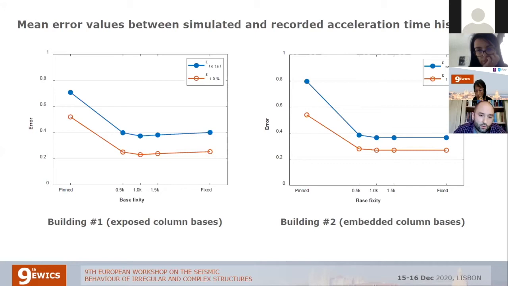maximum acceleration. Now, close inspection of these two figures suggests that it may be reasonable to use the real rotational stiffness for buildings with exposed column bases, which you can see in the left figure.